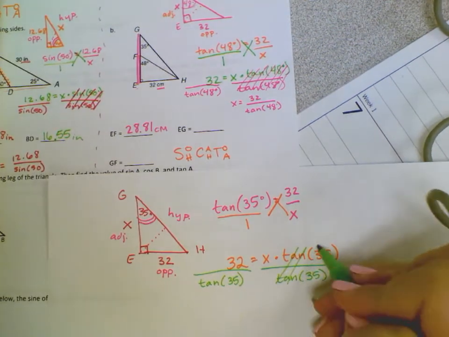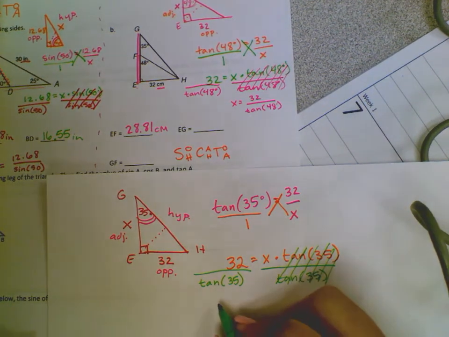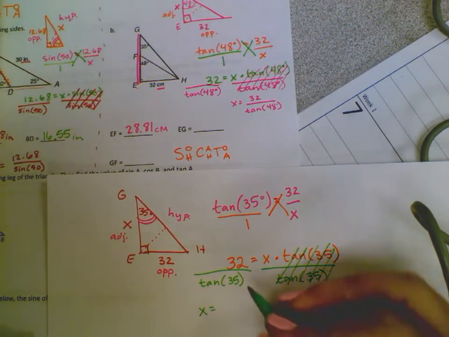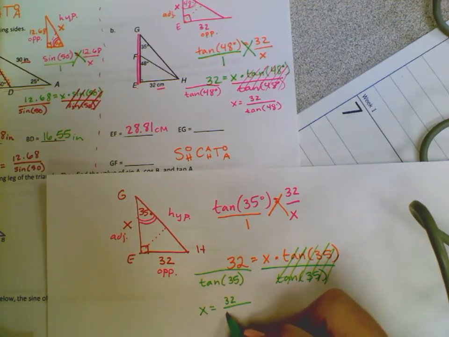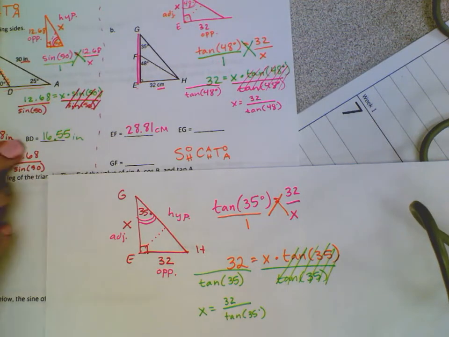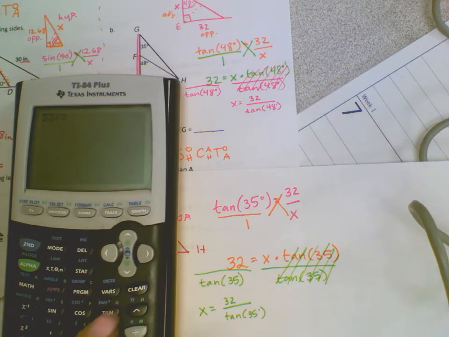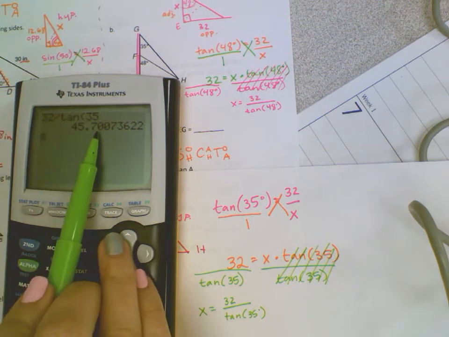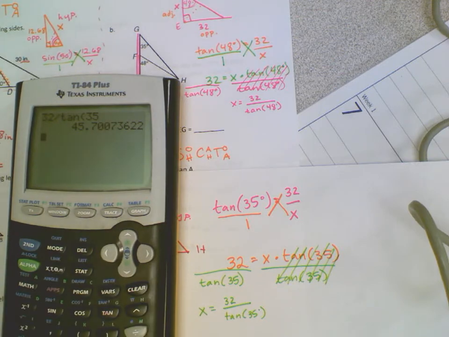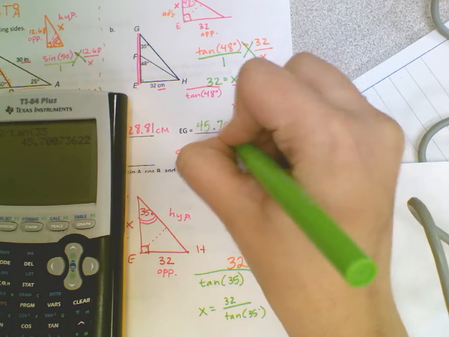Then these tangents are going to become 1. So we've got 1 times x, which is just x. So x equals 32 over tangent of 35 degrees. Plug that into my calculator. 32 divided by tangent of 35 degrees gives me 45.700. Hundredth place is this 0. If I look to the right, it's a 0, so this 0 stays the same. So I get 45.70.